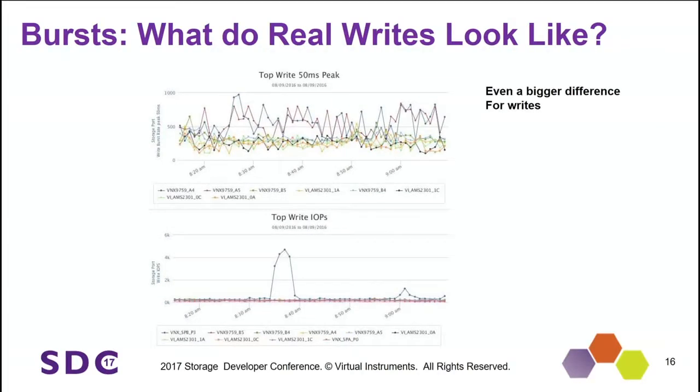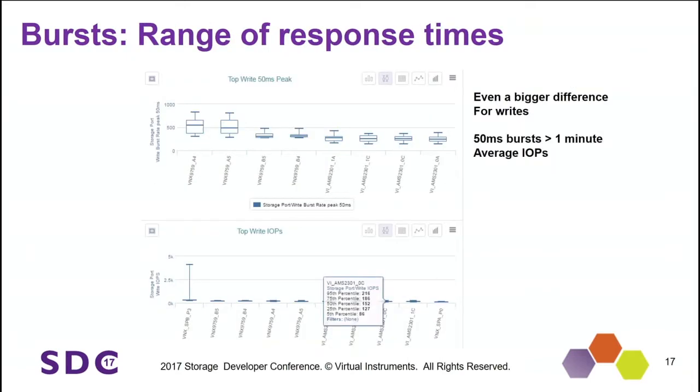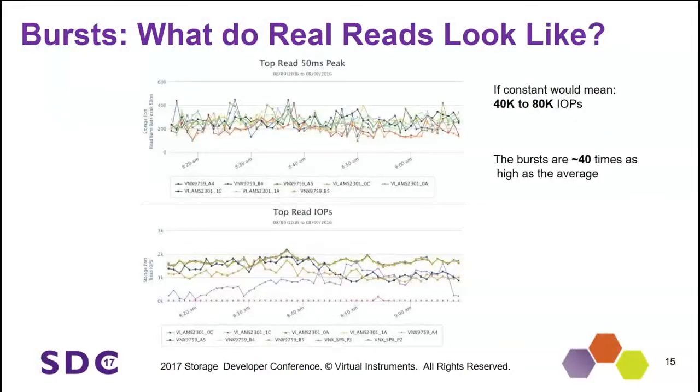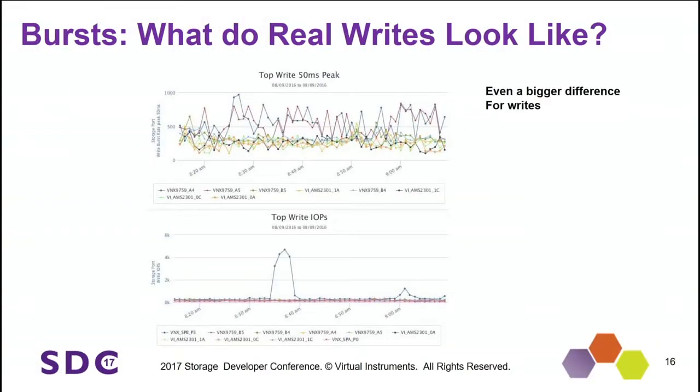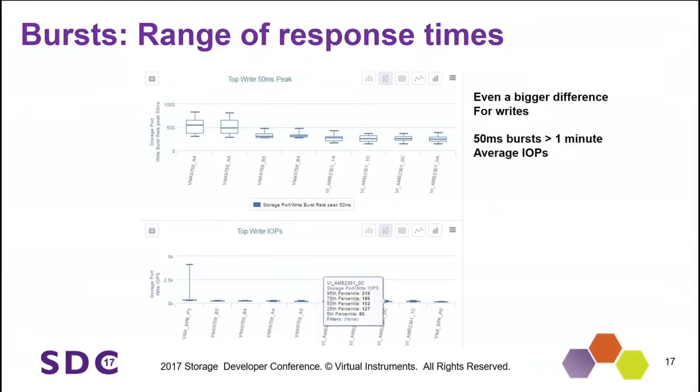Okay, so writes, real writes. Here's an example. We're looking at IOPS. IOPS were almost nothing there except for one big peak during a brief time. But when we look at the 50 millisecond peak, we see that it's even worse for writes than for reads. So here's the reads. Oh, no. There's the reads, the writes. And those bursts were slowing us down. Okay, so there's a range of these as well. And that's what this is showing.